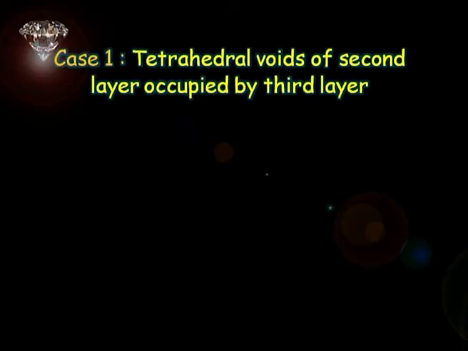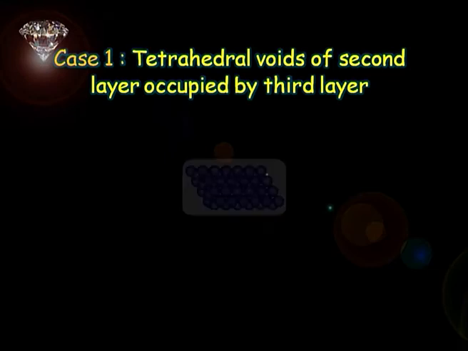We have come down to the second layer, but if I have to build up my 3-dimensional structure, I have to go further on. That means I have to put my third layer on top of the second layer. Let us attempt that now. I take case 1, wherein the tetrahedral voids of the second layer are occupied by the third layer. Let us see what happens.